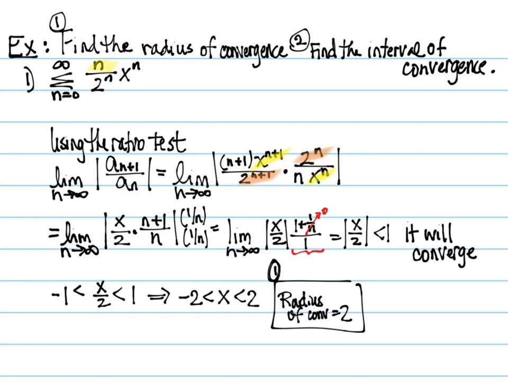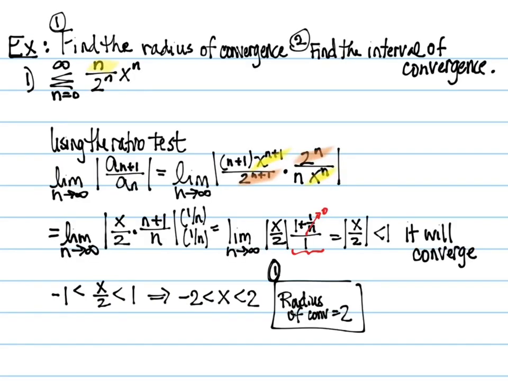So what happens on the endpoints? That's where we are. What happens when x is equal to 2? What happens when x is equal to negative 2? Well, we plug the negative 2 and the positive 2 in, and we see what happens. So that's where we are. I need to figure out what happens when I have negative 2 and positive 2. So for x equal negative 2, we'll start with that one.